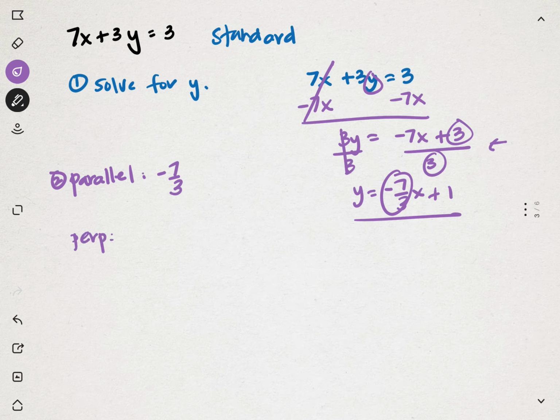The perpendicular line, then, we know is the opposite sign reciprocal slope. So the opposite sign of negative 7/3 would be positive, and the reciprocal would be 3/7. All right, so a little bit more work. We got to apply our algebra. Not very difficult, but same concept. We're finding the slope. We're saying that the parallel line slope is the same, and the perpendicular line slope is the opposite sign reciprocal.